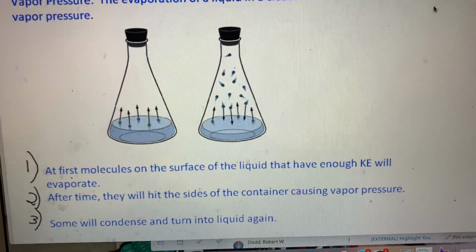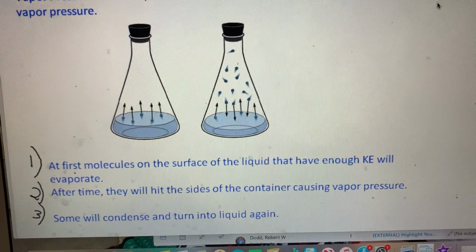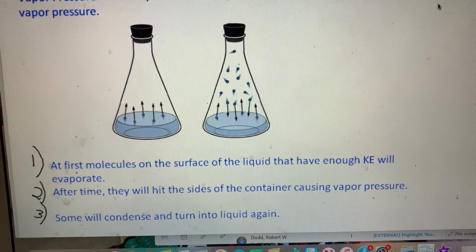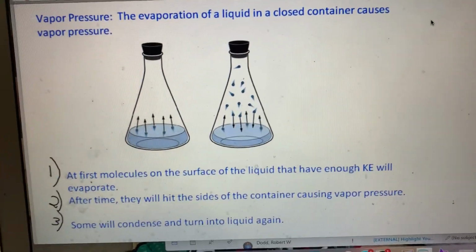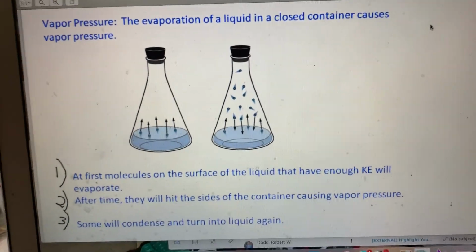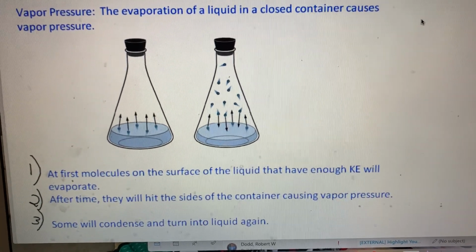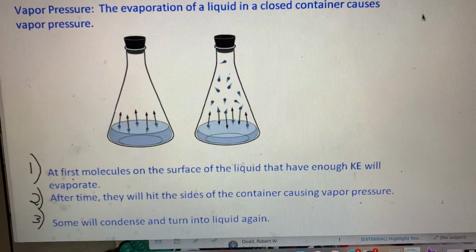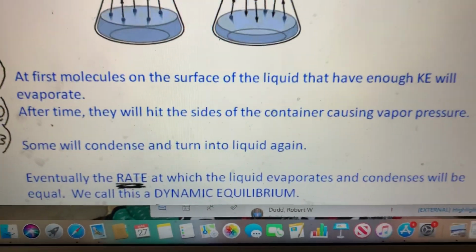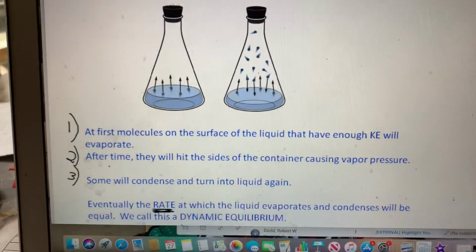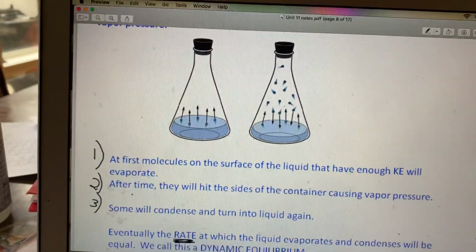And eventually what's going to happen is some of those particles that hit the side of the container are actually going to condense and turn back into a liquid. After a while, we're going to get an equilibrium. Remember, equilibrium is where two opposing processes end up going at the same rate. All right. Ooh, right there, rate. Boom. Okay, good stuff. All right.